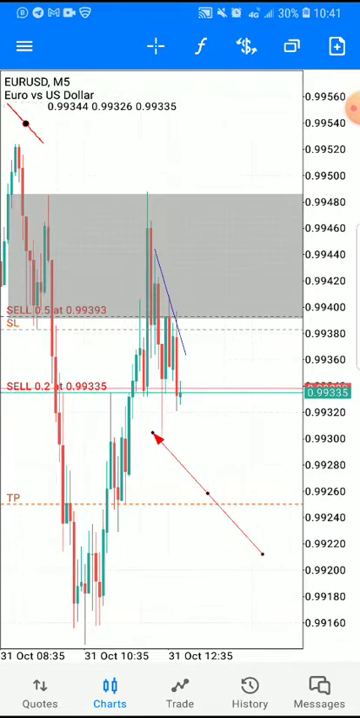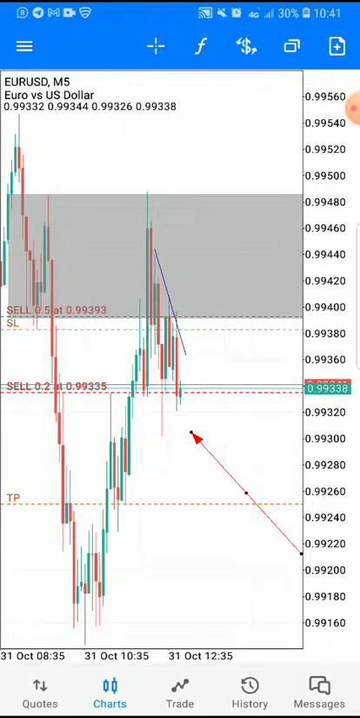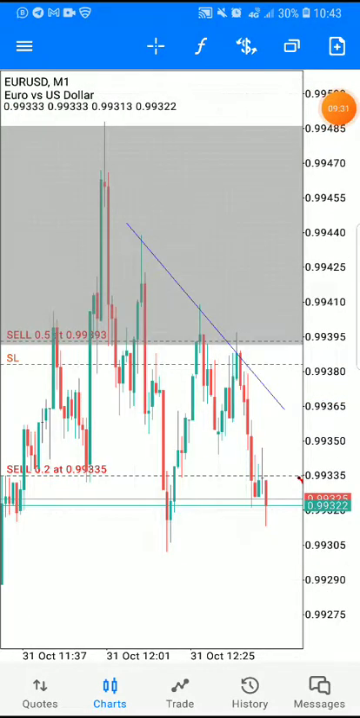Like I said, we're expecting the market to come to this zone and touch this zone. When it comes to this zone, I might be tempted to close it. All right, so let's see how it goes, guys. Thanks. I'm gonna pause it. I'll be back.